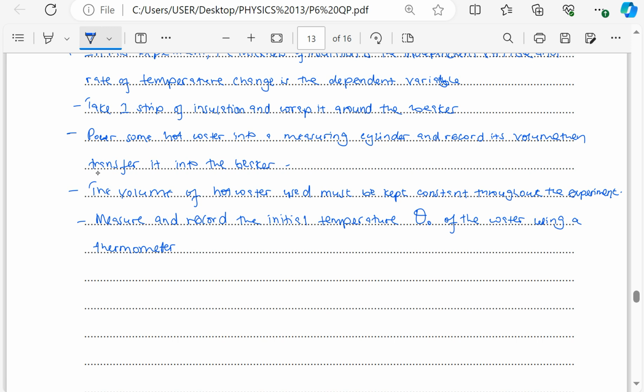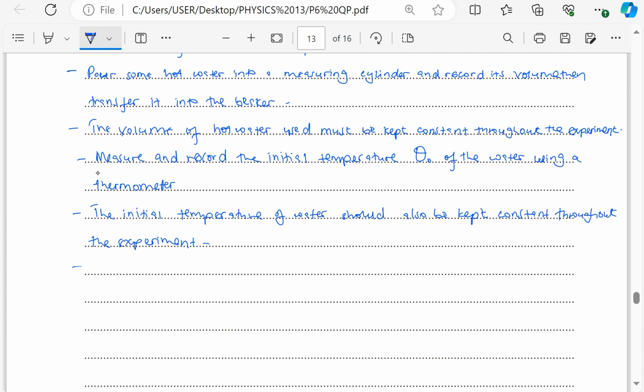And also remember, the initial temperature of the water should always be kept constant throughout the experiment. In other words, cooling should always start from the same temperature even when you change the insulation.